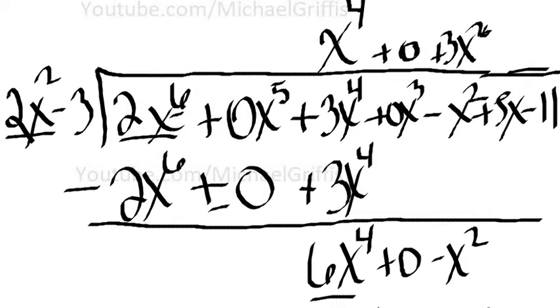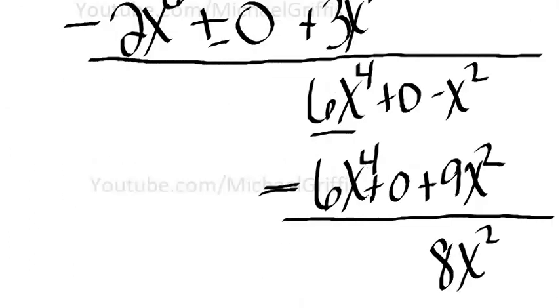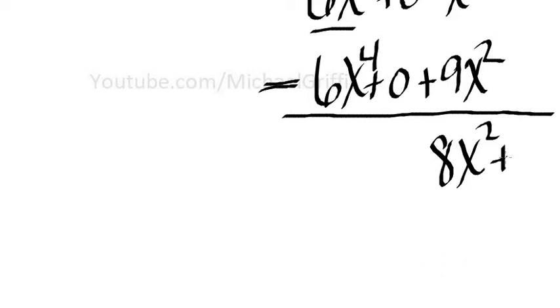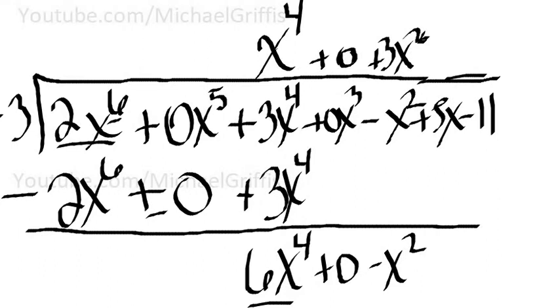All right, 8x squared, and we're going to bring down that 5x minus 11. I'm going to run out of room here. Let's go ahead and bring down that.